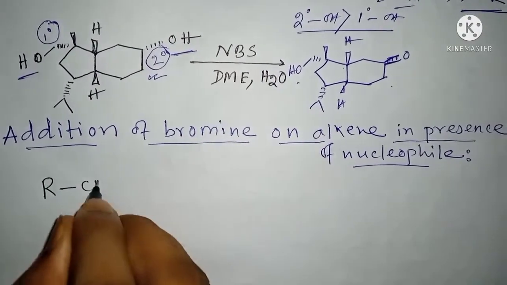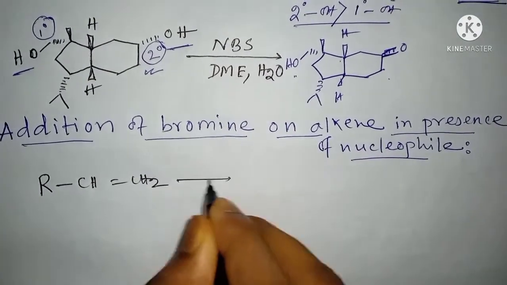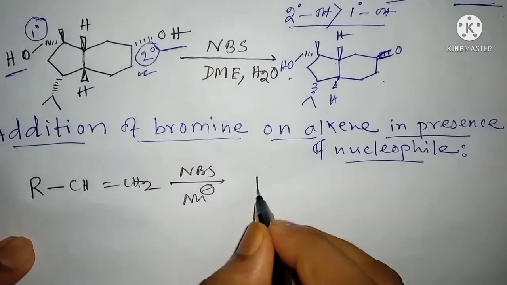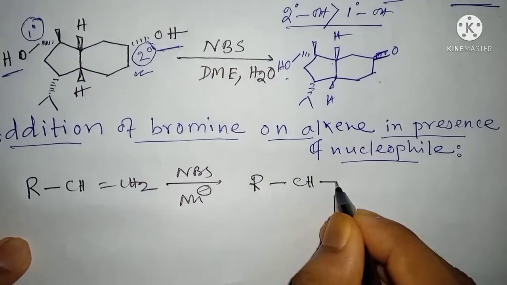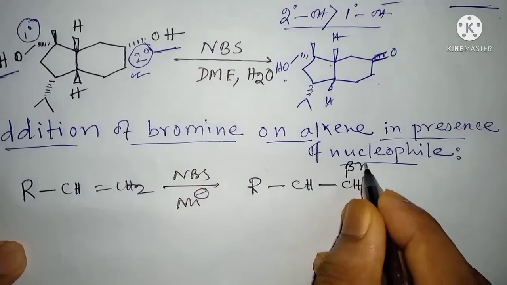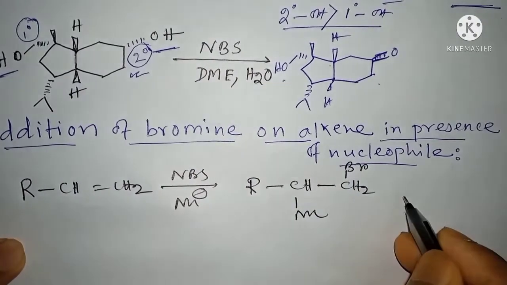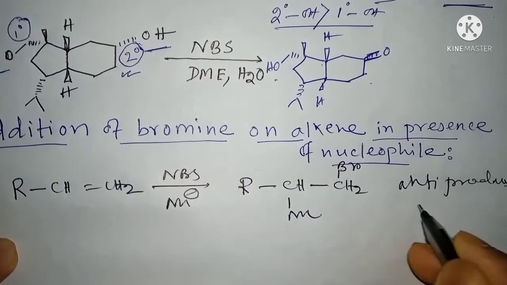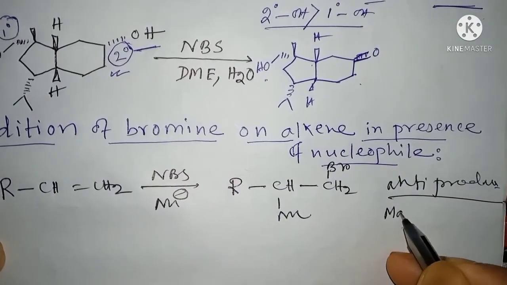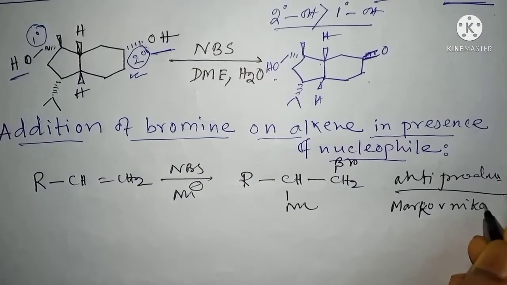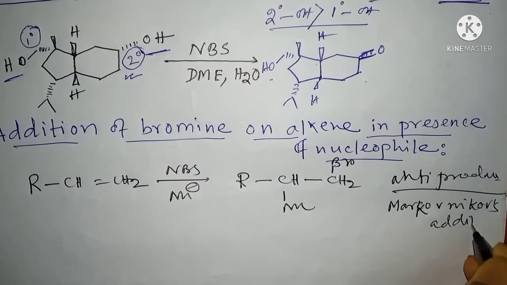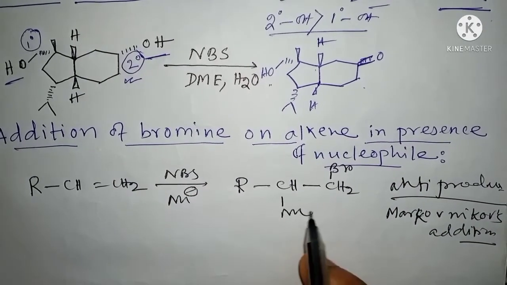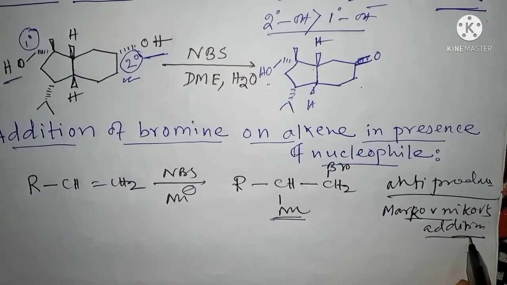Now for example, RCH double bond CH2 in presence of NBS and a nucleophile. So first form the product CH2Br and this nucleophile adduct. This is the anti-product that is formed. Remember this thing, this follows the Markovnikov rule addition. So in nucleophile addition in presence of NBS, we get the anti-product and the Markovnikov addition product.